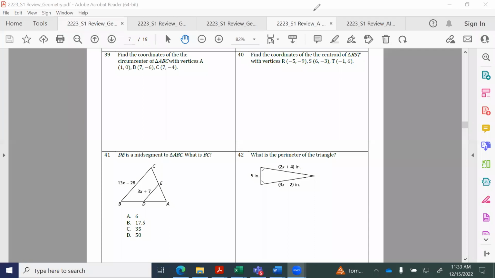Right, here we go. Bring it down. You have a 95 on here. On 39.